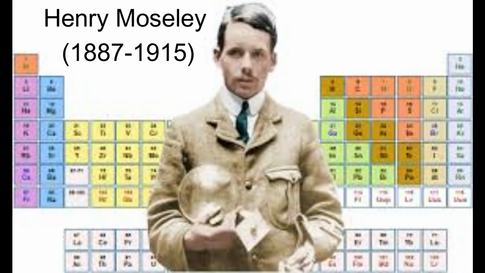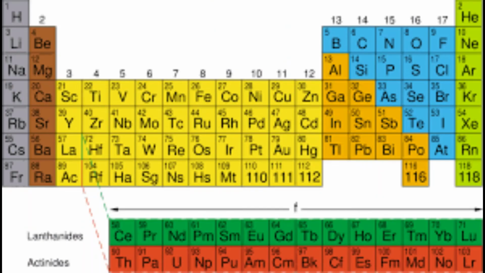Henry Moseley, 1887 to 1915, in 1912 arranged the elements in the increasing order of their atomic numbers, known as the modern periodic table, and modified the periodic law as: the physical and chemical properties of elements are periodic functions of their atomic numbers, the modern periodic law. This classification removed most of the defects of Mendeleev's periodic table.